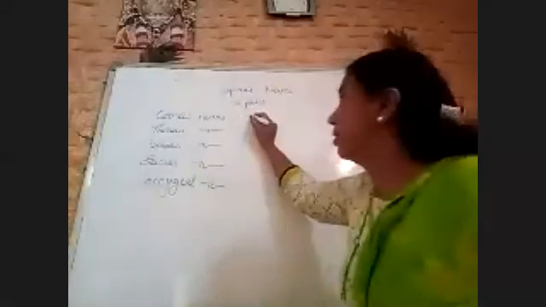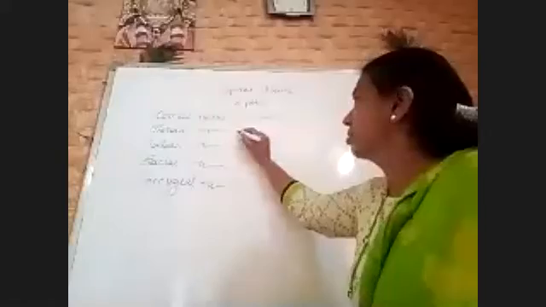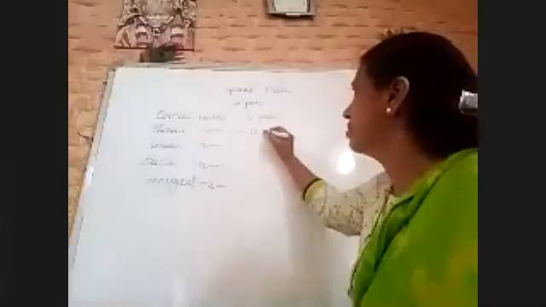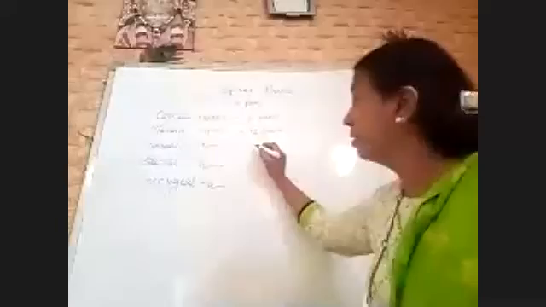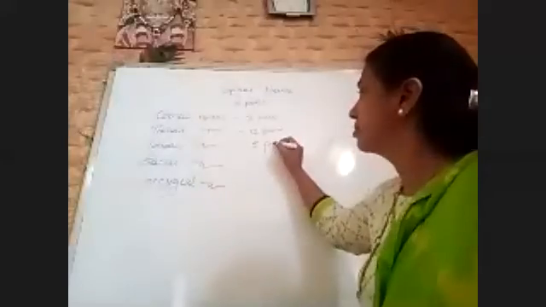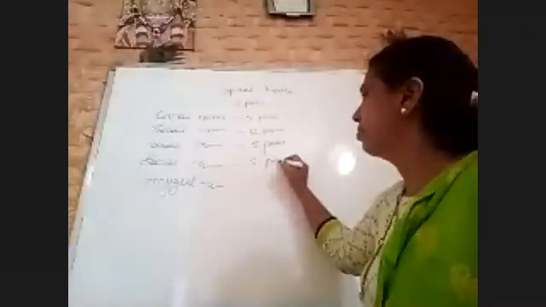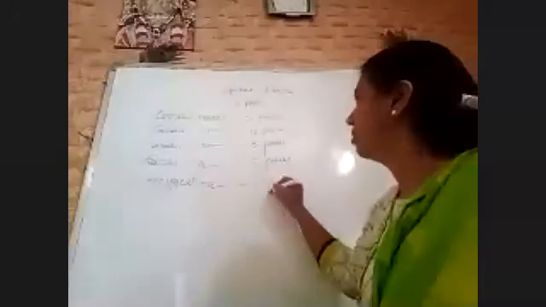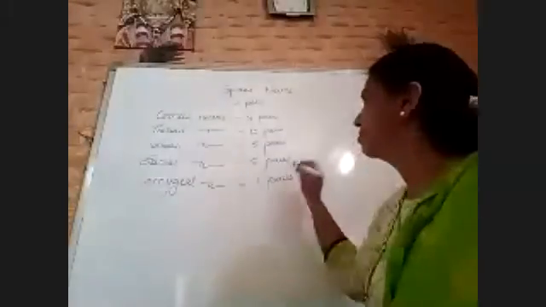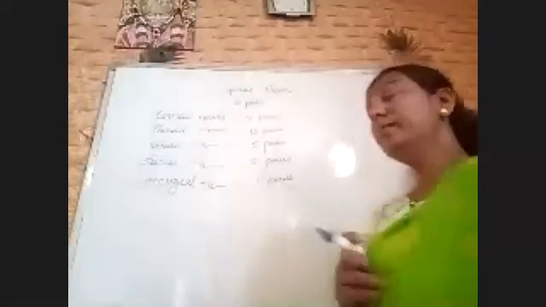Cervical nerves, they are 8 pairs. Thoracic, they are 12 pairs. Here, lumbar, they are 5 pairs. Sacral, they are also 5 pairs. The coccygeal, 1 pair. So like that, 31 pairs of spinal nerves are there.